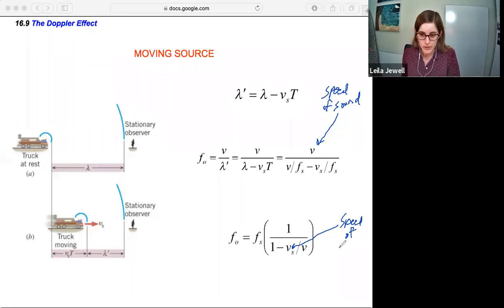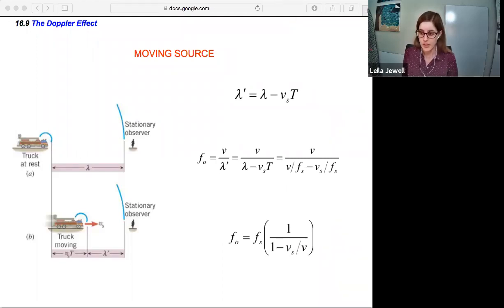So if we then do some algebra, we can cancel out one of those V's, one of those speeds of sound, and we can solve for the frequency observed, which is equal to the frequency of the source, what a fireman or firewoman on the truck would detect, times 1 minus the speed of the source divided by the speed of sound. This is when the truck is moving towards the observer.